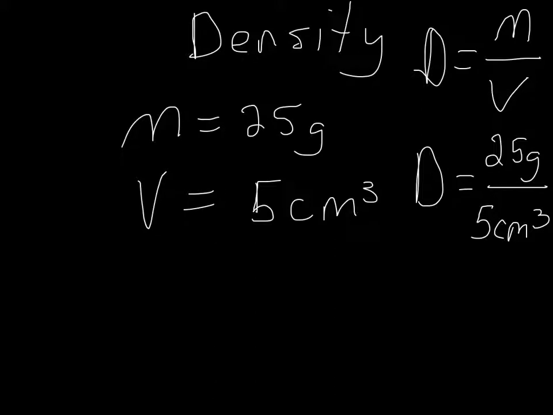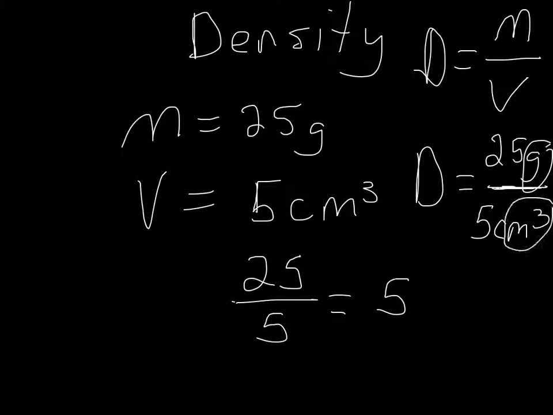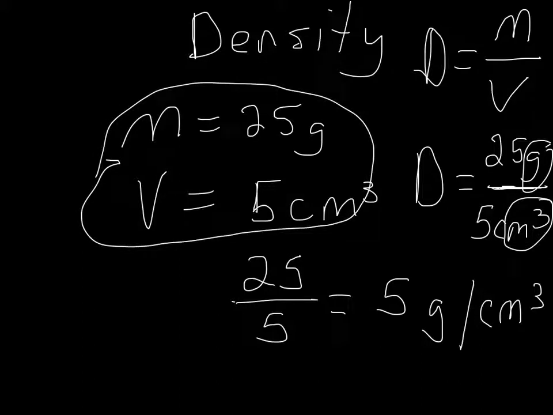So we know this line here means divide. 25 divided by 5 equals 5. But we cannot forget about the grams and the cubic centimeters. So we have grams per cubic centimeter. The density of this object here is 5 grams per cubic centimeter.